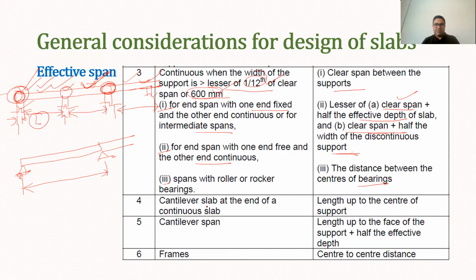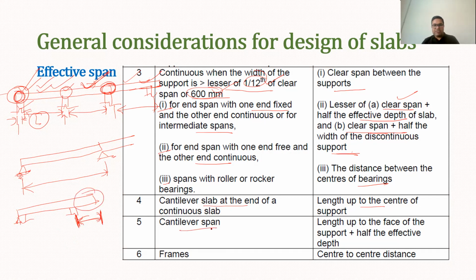Similarly, if we have cantilever slab at the end of the continuous slab, so again, if we have the continuous slab, say there is support and there is another support and it may be extending like this. So in that case, what will be this effective span? It says length up to the center of support. So this is the support, so this is the center. So in this case, this will become the effective span for this portion.